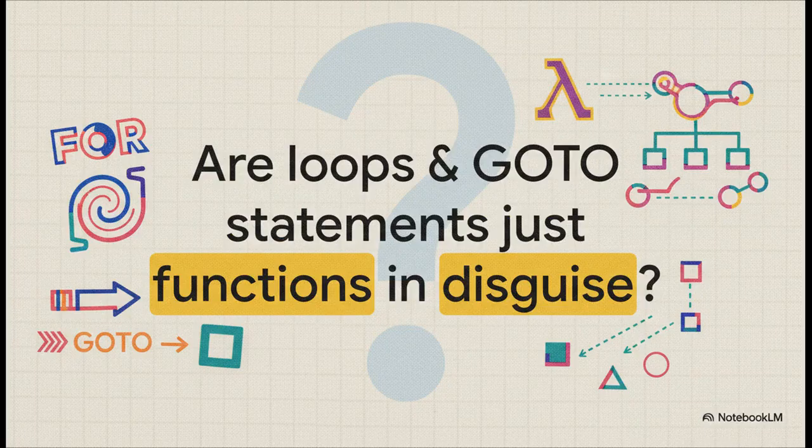So the paper kicks off with this kind of mind-bending question. What if all the basic tools that programmers use every single day, loops, variables, that infamous goto statement, what if they weren't really fundamental at all? What if they were all just clever disguises for a single, much, much simpler idea? That's the puzzle we're going to unpack.